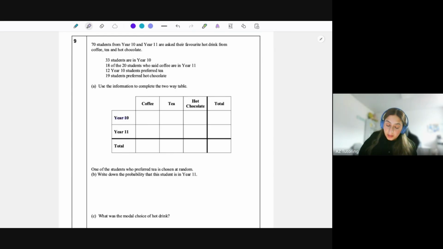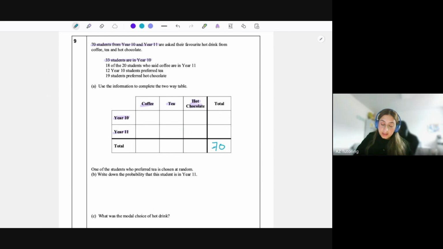So we can see we have year 10 students here and year 11 students here. We have which students like coffee, tea, or hot chocolate, and then these fields are the totals. And this is the complete total amount of students. It says 70 students from year 10 and 11, so altogether the total is going to be 70. That 70 goes in the total for the drinks and the total for the students. So we know the maximum number of students is 70. The next part is 33 students are in year 10.